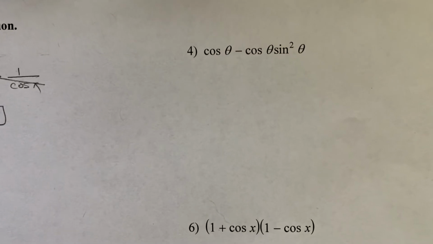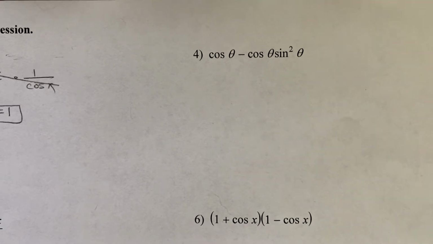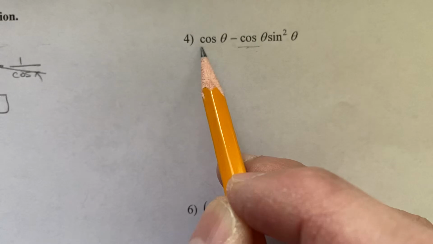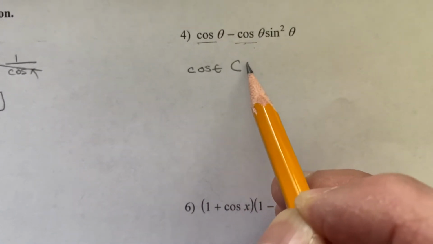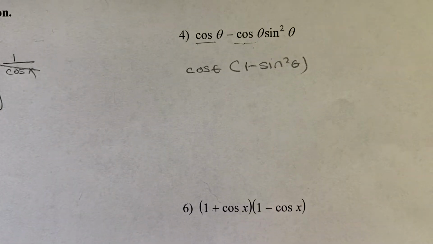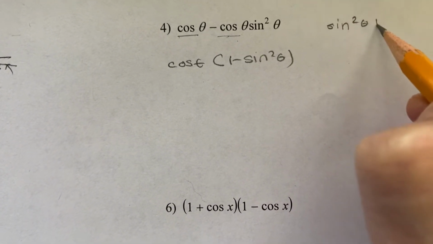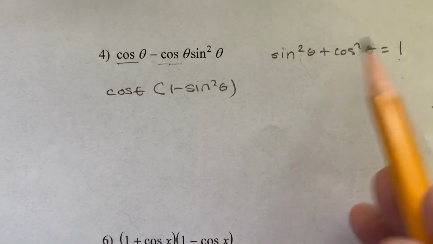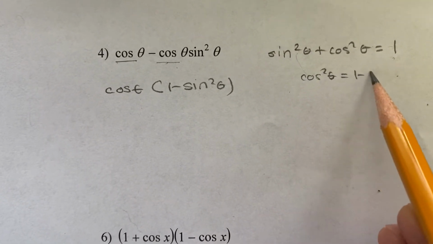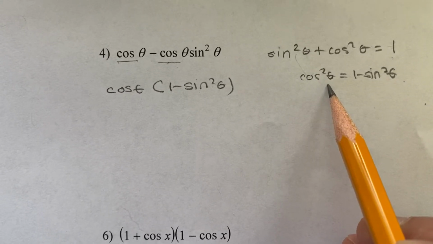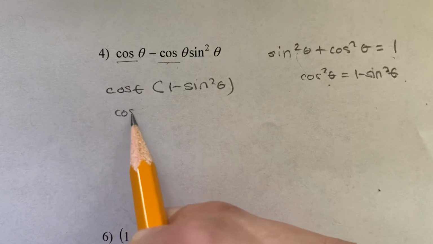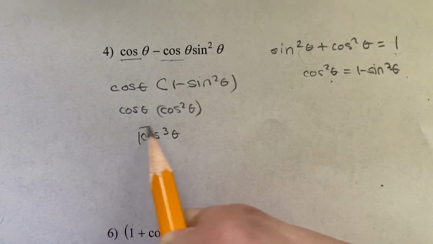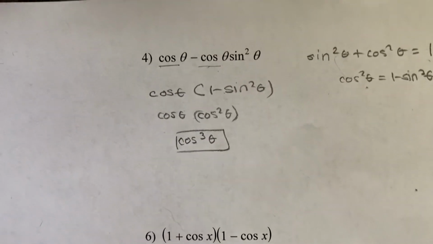Okay, so moving on over here, right? Sometimes we need to convert things to sine and cosine using our quotient, using our reciprocal identities. Other times we just need to do a simple factoring, right? So between these two terms, there's a cosine theta. So if I factor that out, I have 1 minus sine squared theta. And you already know that sine squared theta plus cosine squared theta is equal to 1. And so 1 minus sine squared is just cosine squared, right? So if I substitute cosine theta times cosine squared theta, I just end up with cosine cubed theta. Okay, so this expression simplifies down to cosine cubed theta.